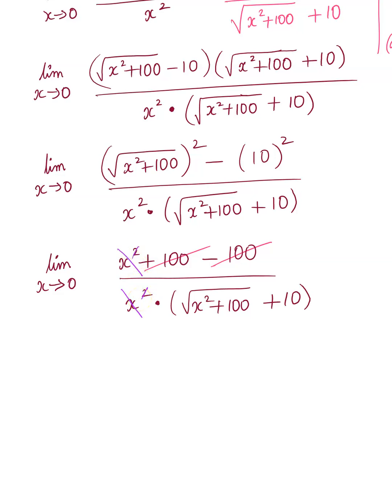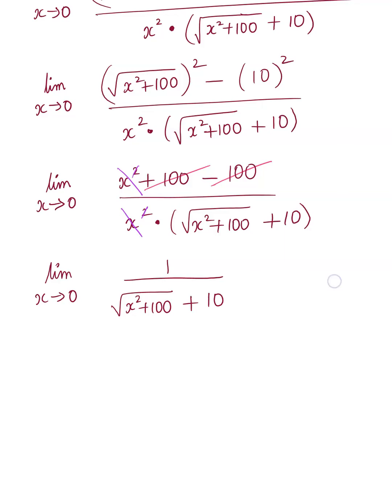That will then leave you with the limit as x approaches 0 of 1 over square root of x squared plus 100 plus 10. Now you can happily substitute 0 in the place of x. Again, remember, in the place of x, bring in the parentheses. I know it is a 0.